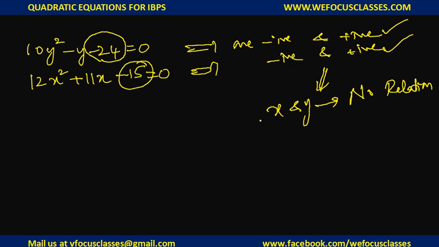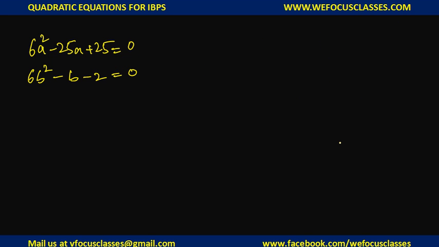If the option is directly given as no relation, then the answer is no relation. You can't establish a relation. So here there is a chance of getting an either-or case, but we'll be discussing this in the next class, friends. So here we are only discussing very simple problems. Either-or chance is there, but we'll discuss it in the next class. Now we'll see the next problem.